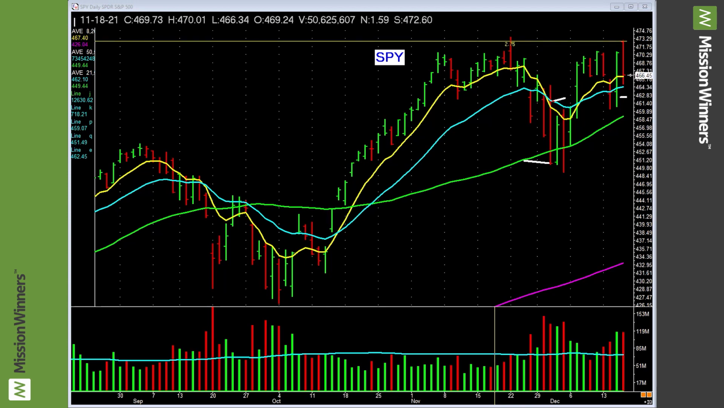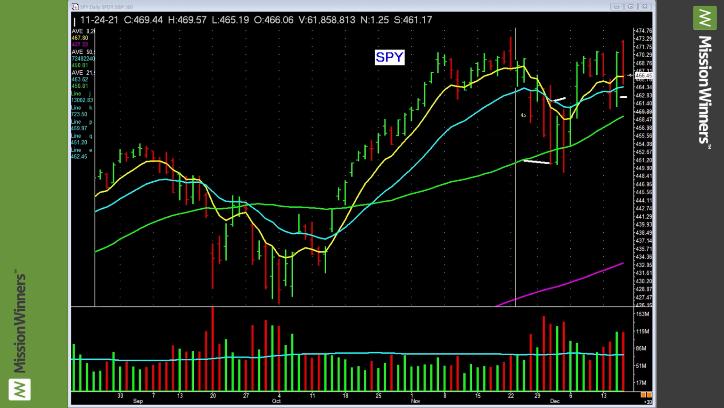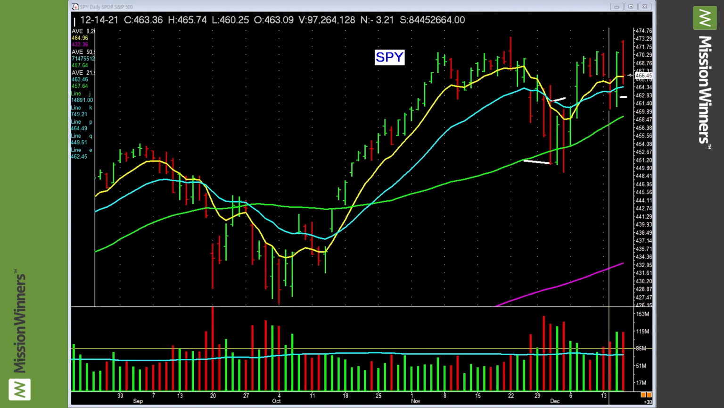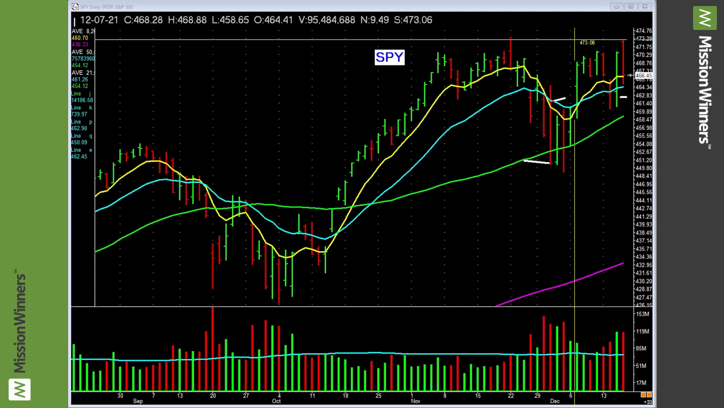Here's the Spiders going sideways. There's real distribution in here. This is a daily chart, by the way. Rallied up on okay volume, but not real power. Right here, up volume's less than down volume. Rallies right back up. What does it tell us? There's resistance right there over that line.